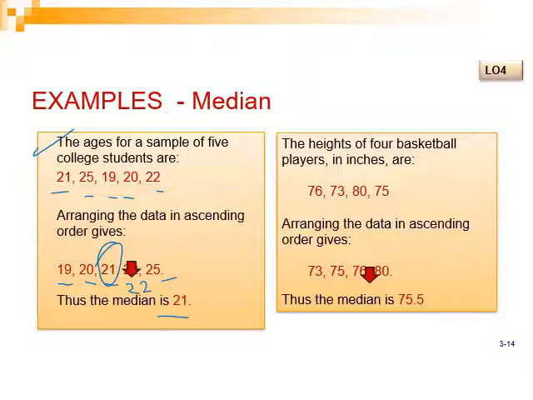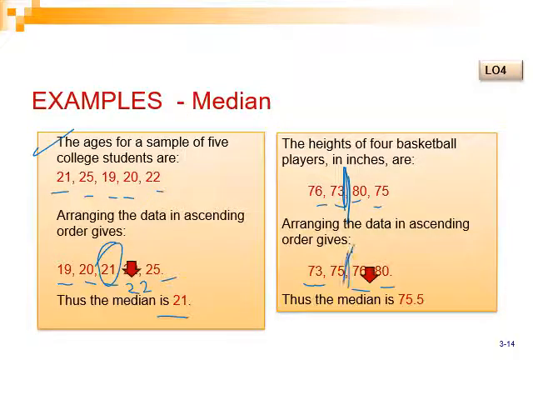But what if we have an even number of values, not an odd number, like this? If the heights of 4 basketball players in inches are 76, 73, 80, and 75, what is the median in this case? Now we don't have a single midpoint here. First of all, we arrange the values. After arranging them in ascending order, they are 73, 75, 76, and 80.